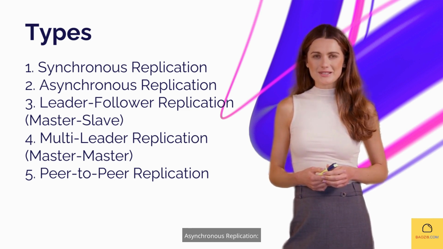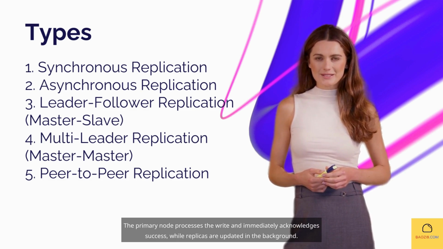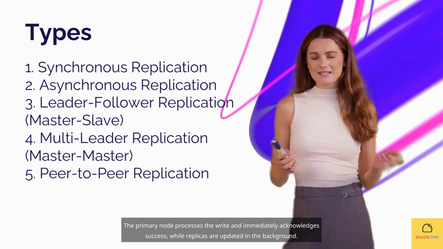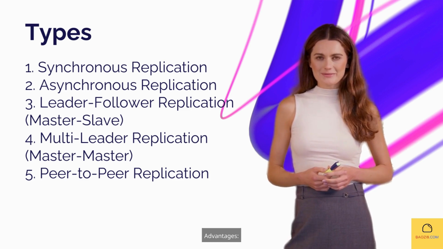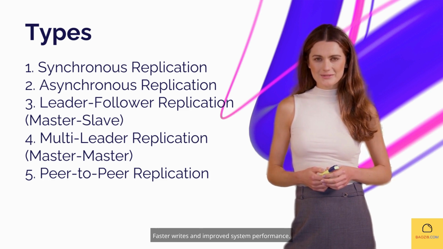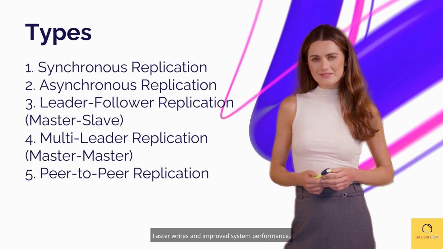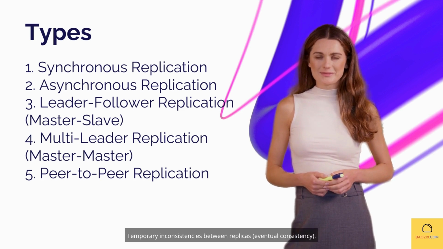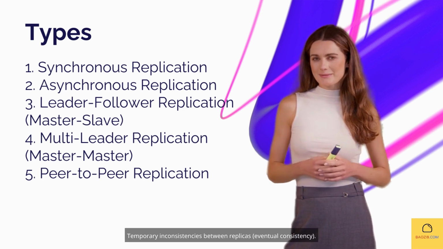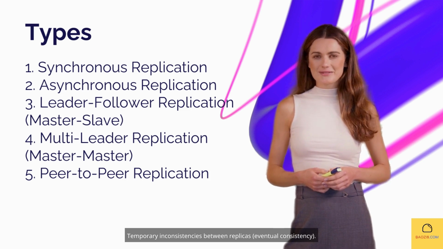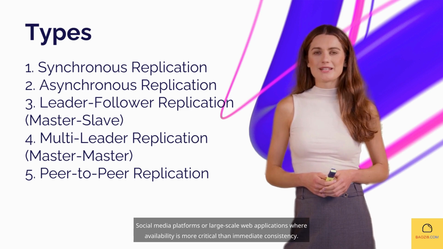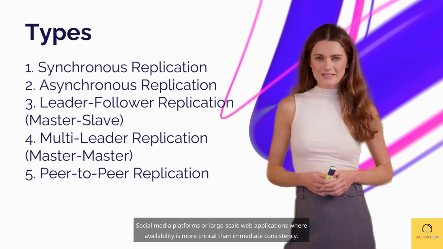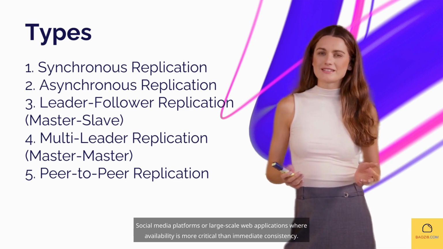2. Asynchronous replication. The primary node processes the write and immediately acknowledges success, while replicas are updated in the background. Advantages. Faster writes and improved system performance. Disadvantages. Temporary inconsistencies between replicas, eventual consistency. Use case. Social media platforms or large-scale web applications where availability is more critical than immediate consistency.